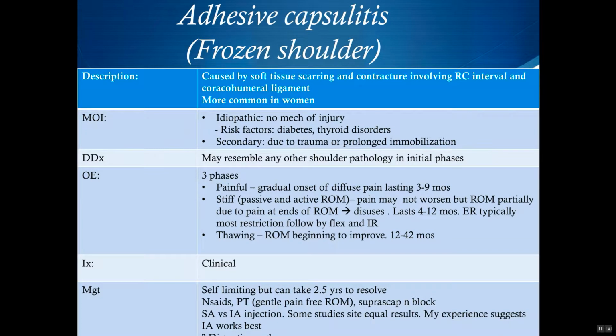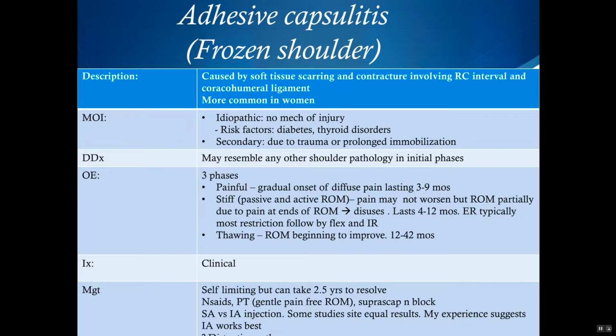Adhesive capsulitis. This is a condition that's not very well understood. For the most part, it's idiopathic, meaning there's no mechanism of injury. There is a secondary adhesive capsulitis, generally either secondary to direct trauma to the shoulder or prolonged immobilization. For the idiopathic type, there's a few things that can predispose people to getting frozen shoulder. One is diabetes, and the other one is thyroid disorders.